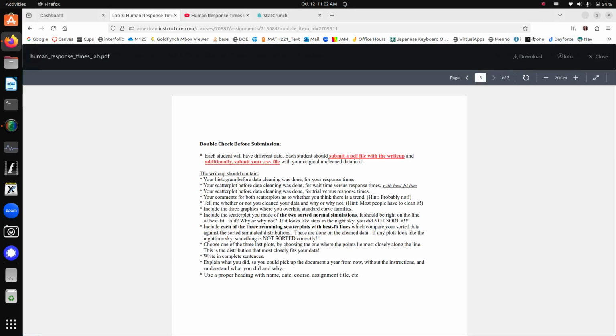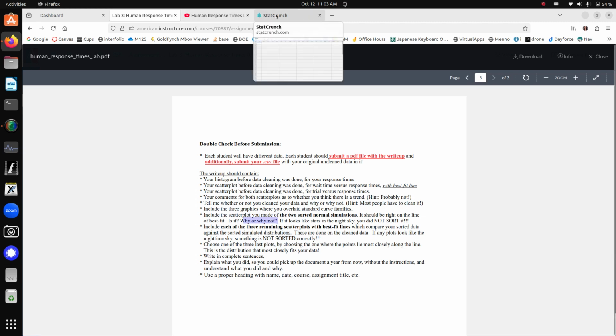I'll show you exactly what it's addressing. Okay, so people are not reading the double check before submission bullet points. There are 4 scatter plots, which are actually snakes, at the end of your lab. The last 3 are specific to you. The first one is going to be very similar for everyone. It'll still be noisy, but it's this one here, the normal simulations sorted. It should be right on the line of best fit, is it? And this is the part people are missing: why or why not? People are saying it fits the line, but a lot of people are skipping the why or why not. This is what this video is to address.